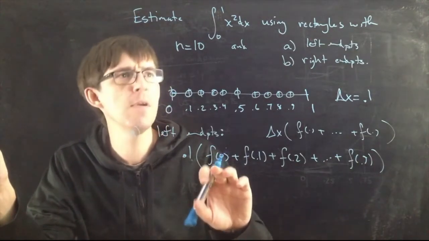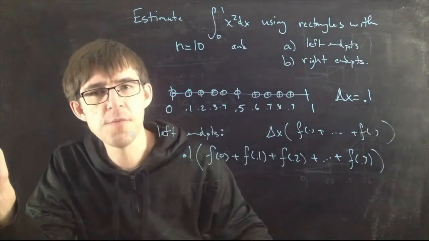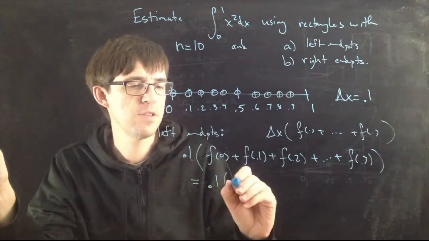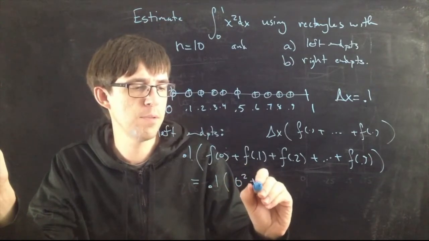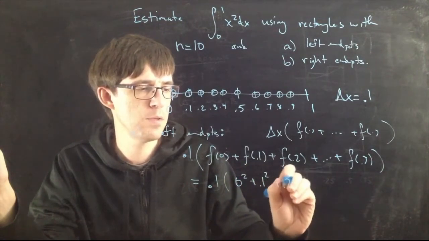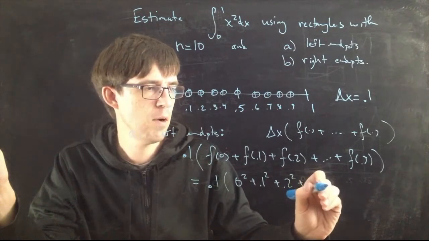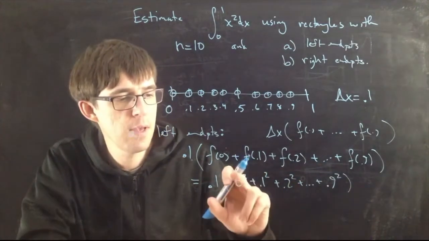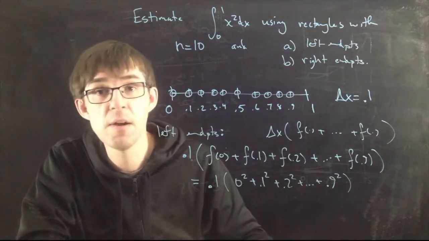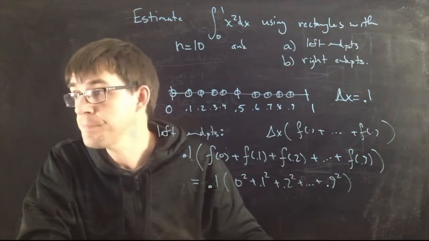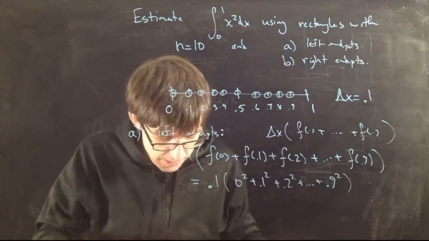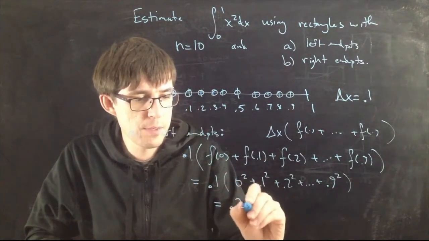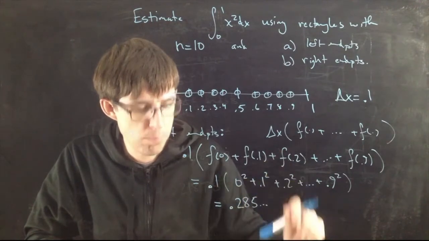What is the f here? The f is this function. It's the function which we are trying to measure these areas for. So my final answer would be 0.0 squared plus 0.1 squared plus 0.2 squared, etc., all the way down to 0.9 squared. There you go. This is the estimation of the area using the left endpoint. I plugged this into my calculator just so we could see, and I got 0.285.